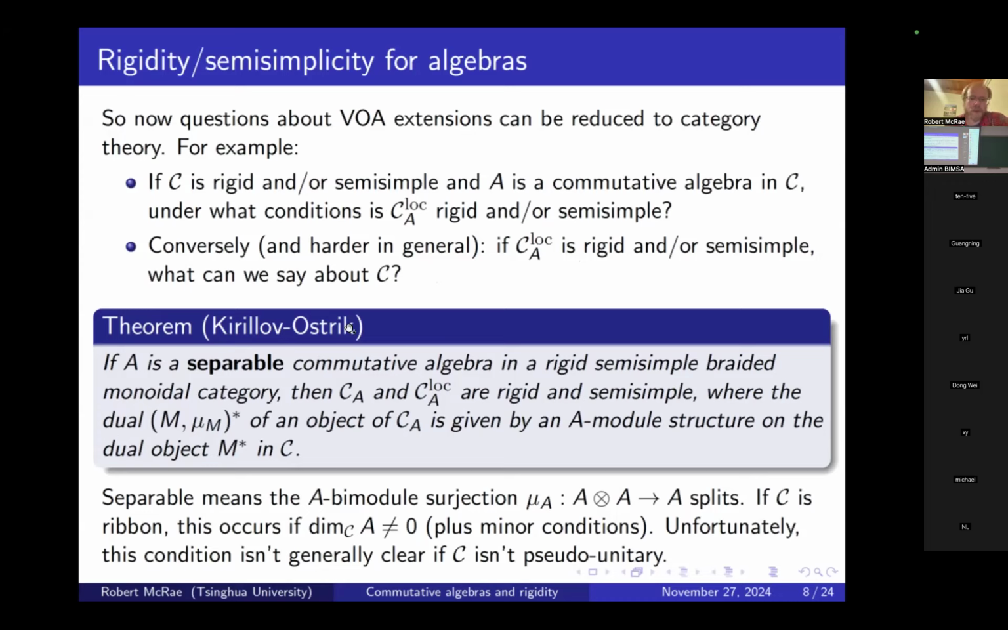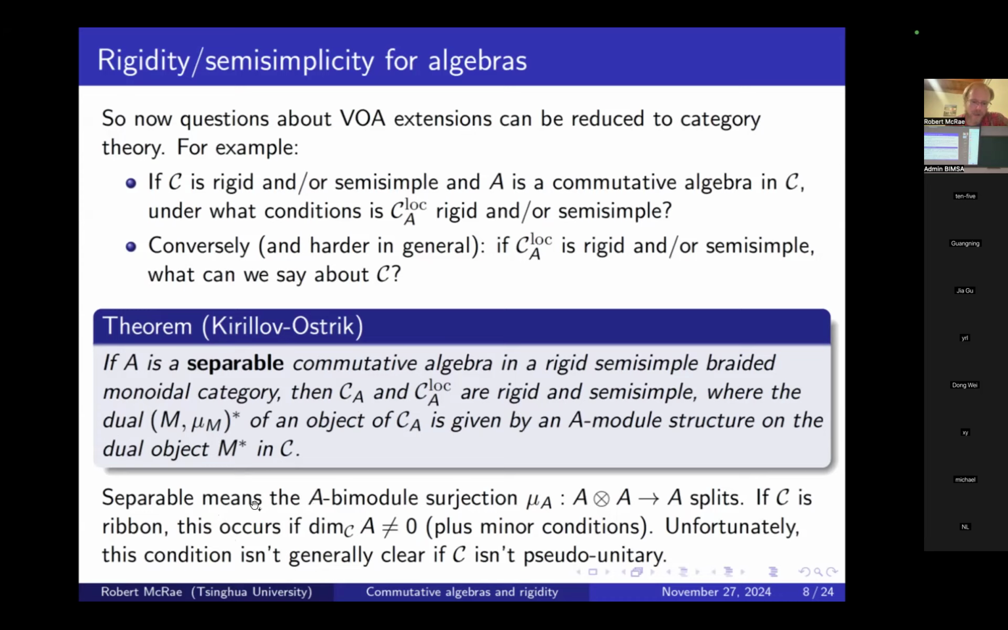So just to give an example of one kind of result you can get in this direction, there is a theorem of Kirillov and Ostrik, which says essentially that if A is a separable commutative algebra, let's say in a rigid, semi-simple, braided tensor category, then both of these categories, C_A and C_A local, are also rigid and semi-simple. And in particular, if you want to think about how to take the dual of an object of C_A, well, you just have to give a natural A module structure on the dual object in C. And that gives you a dual in C_A.